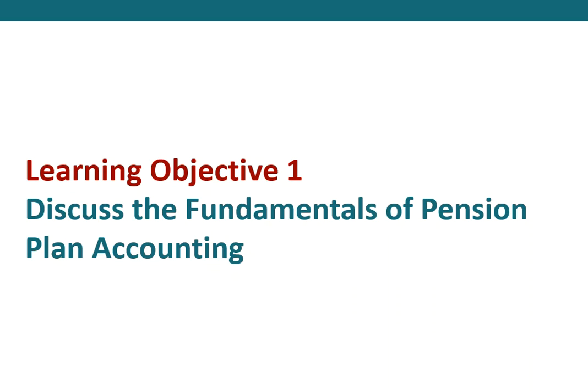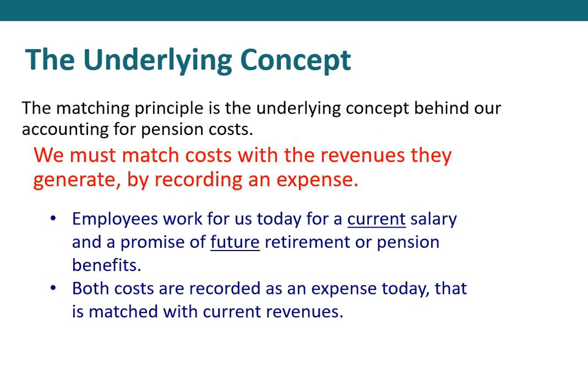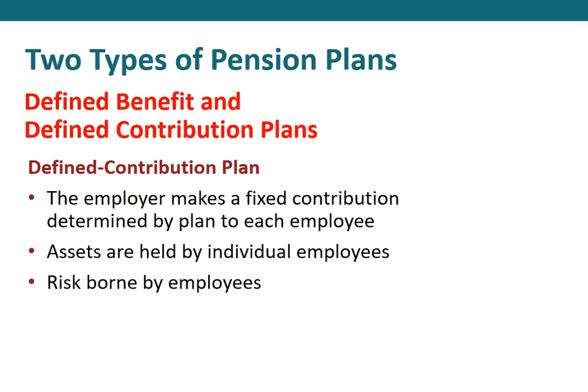In this video, we're going to discuss the fundamentals of pension plan accounting. The matching principle is the underlying concept behind our accounting for pension costs. Recall that we match cost with the revenues they generate by recording an expense. For employees working for us today, they're earning both a current salary and the promise of future retirement benefits, or a pension. Both costs are recorded as an expense today. That is, both costs are matched with current revenues.